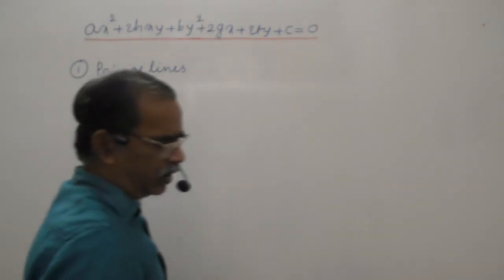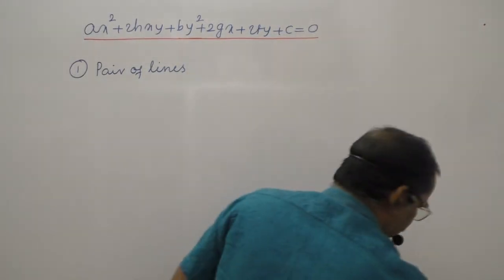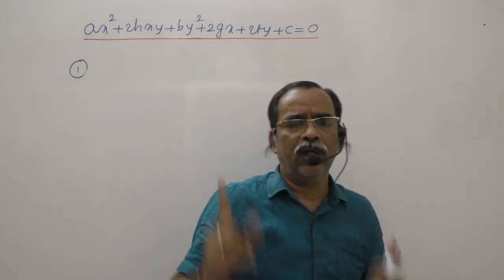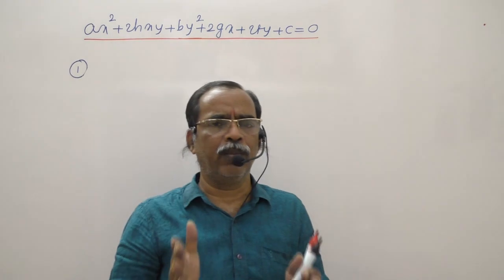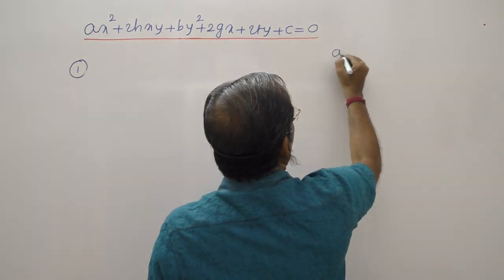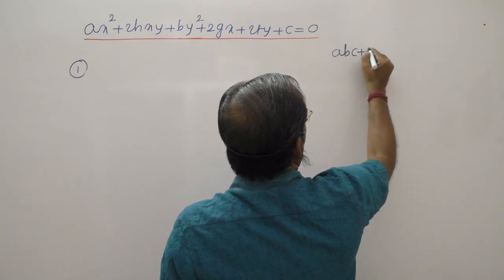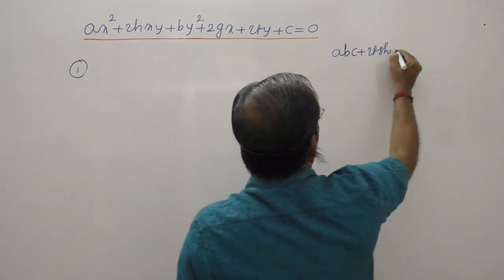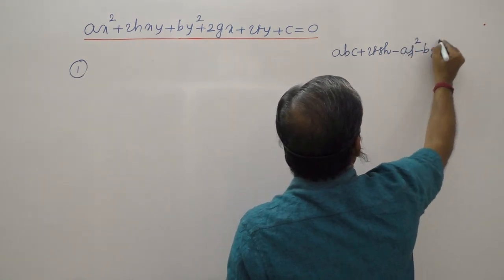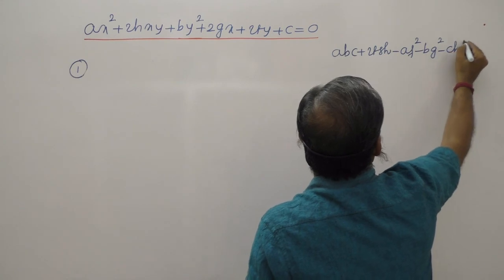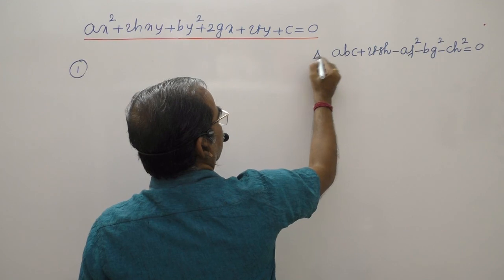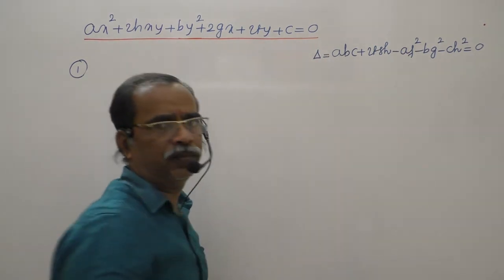What is the condition? We have seen in first year that this second degree equation represents a pair of lines if it satisfies the condition ABC plus 2FGH minus AF square minus BG square minus CH square is equal to 0. Simply, we denote this condition by delta.